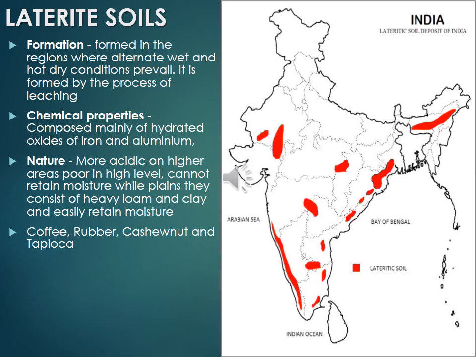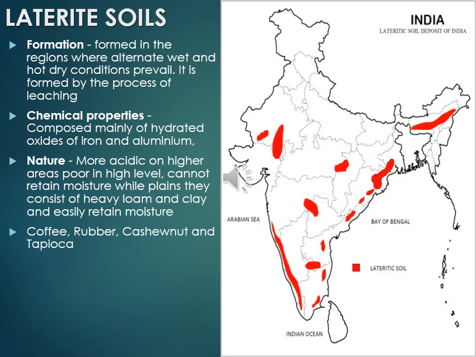Formation: laterite soil is formed in the regions where alternate wet and hot dry conditions prevail. So the climate condition will be alternating, that is, sometimes wet and sometimes hot and dry. It is formed by the process of leaching.